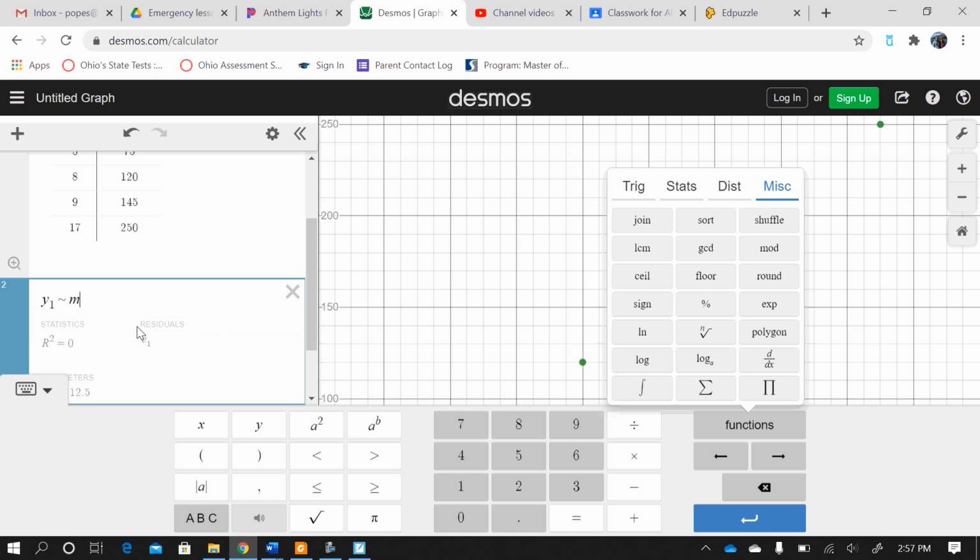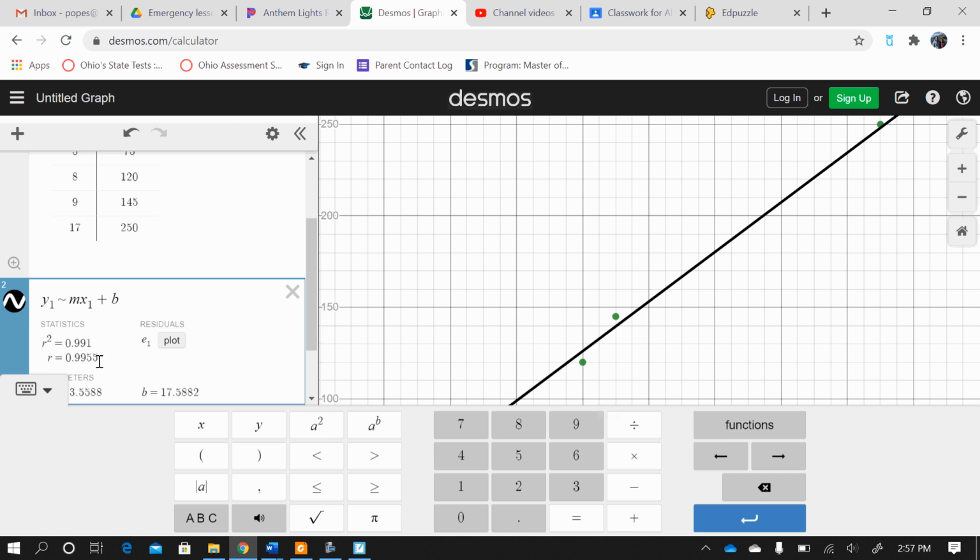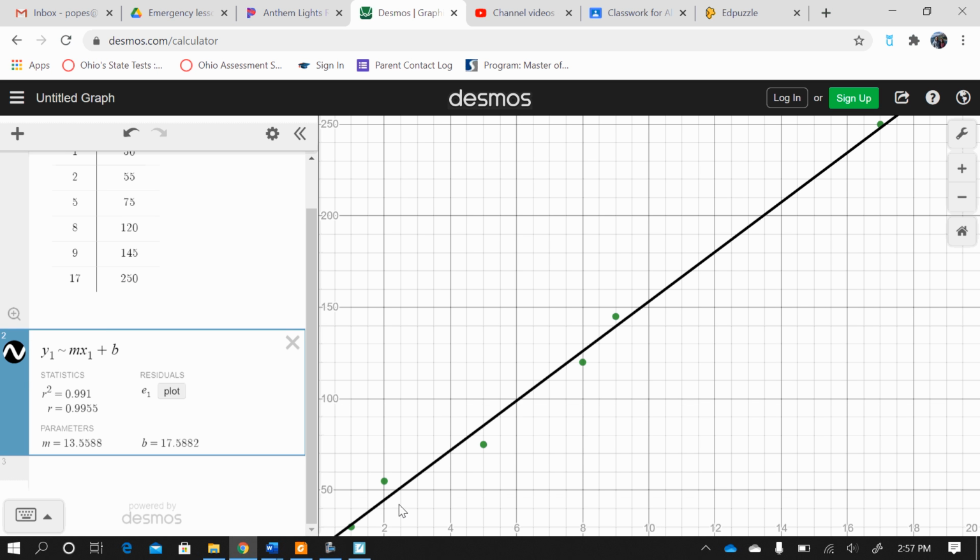And then we're going to type in mx1 plus b. Y equals mx plus b, that's what we're looking for here. That gives me this entire line. If we look at our statistics, we have something called r squared, and we're going to talk about that in a little bit. Also e1 with our residuals, that'll come up shortly. It tells us what m and b are. So this equation is actually y equals 13.56x plus 17.59. Y equals mx plus b. Boom, there's m, boom, there's b. All you have to do is type.